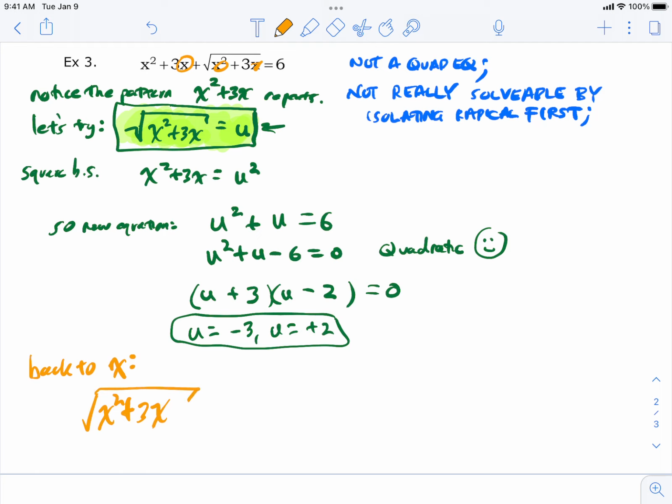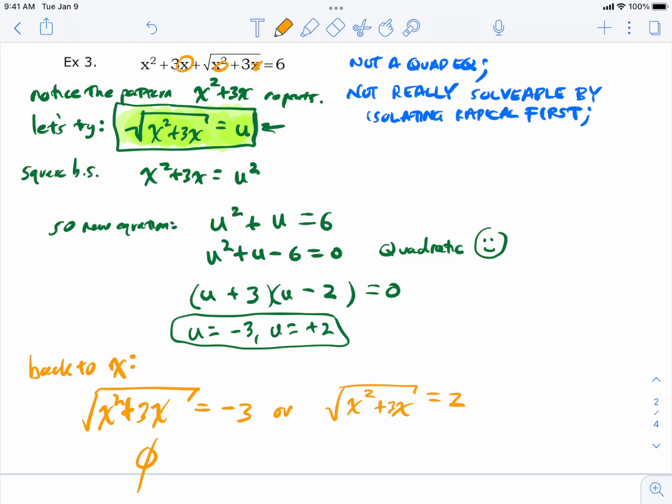X squared plus 3x is equal to negative 3, or X squared plus 3x is equal to 2, right? So just take that solution, try both of them. Now this one here, if you're alert to this negative here, we can solve this one very quickly.